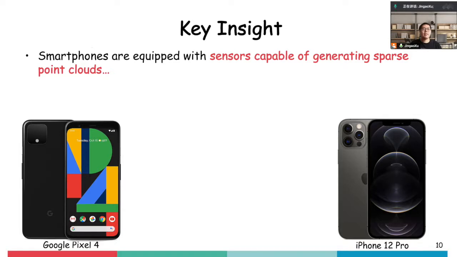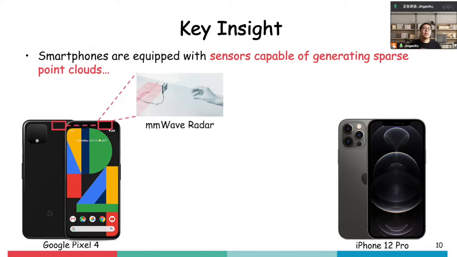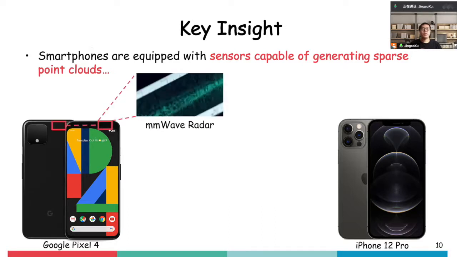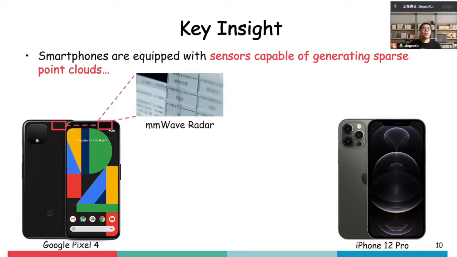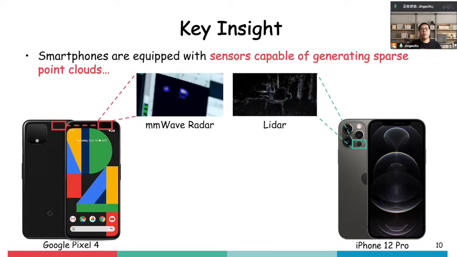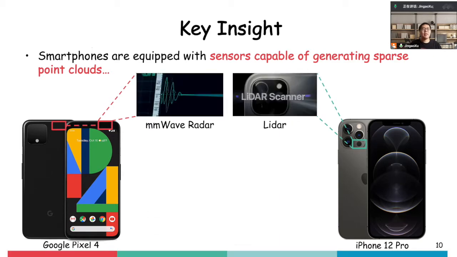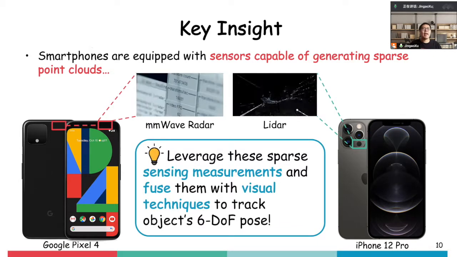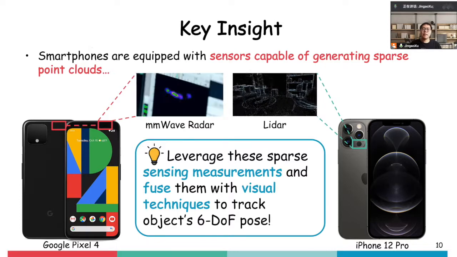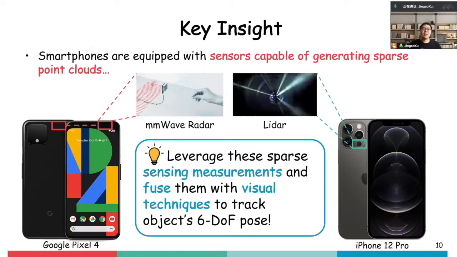We find that today's commercial smartphones are equipped with sensors capable of generating sparse point clouds. For example, the Google Pixel 4 is equipped with millimeter wave radar for gesture recognition, and the iPhone is also equipped with laser radar for enhancing the AR experience. So our key insight is: can we leverage these relatively sparse sensing measurements and fuse them with visual techniques to track objects' 6 degree of freedom pose?